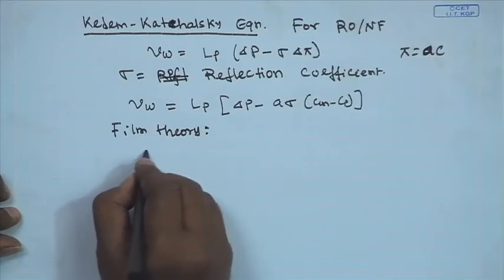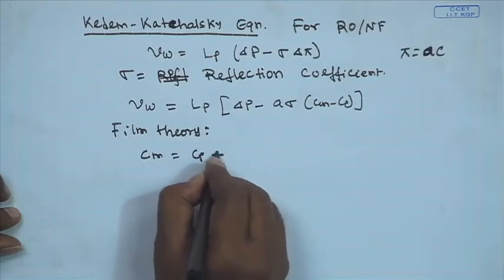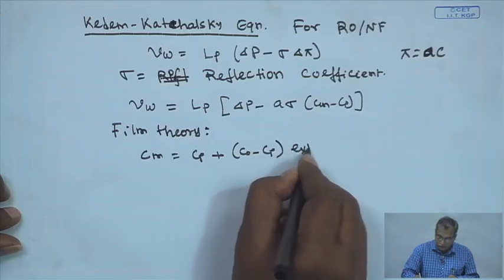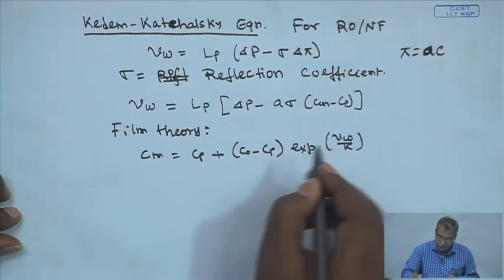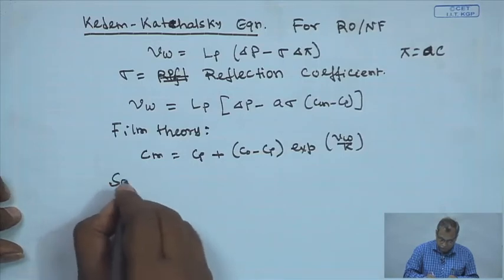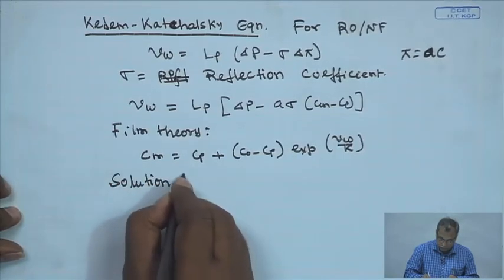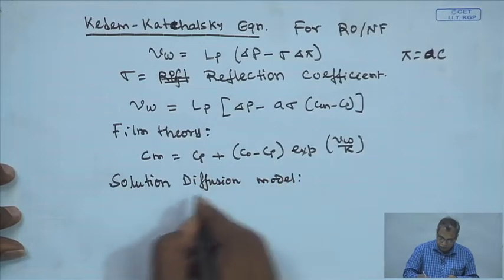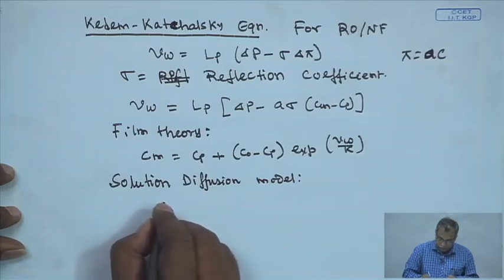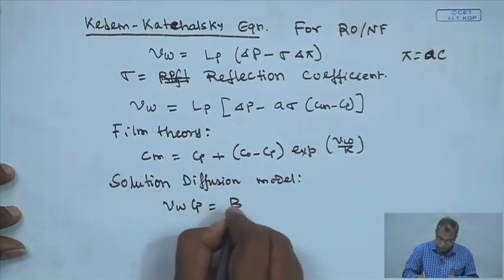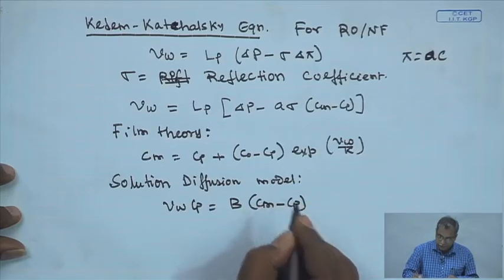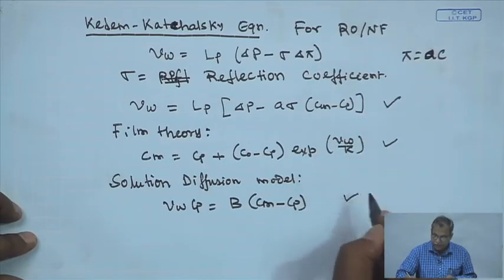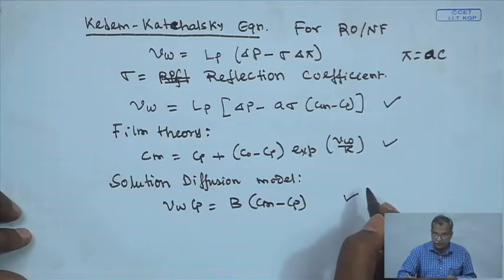as Cm equals Cp plus (C naught minus Cp) exponential (Vw by k), and then we have the solution diffusion model, that is, Vw times Cp is equal to B times (Cm minus Cp). So, we have three unknowns, Vw, Cm and Cp. We have three independent equations involving these three parameters. Again, three equations, three unknown system.